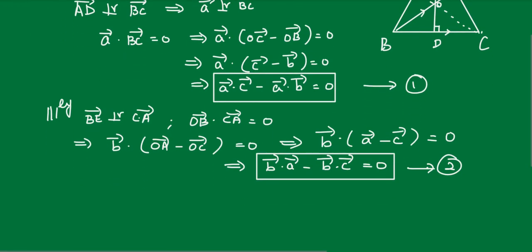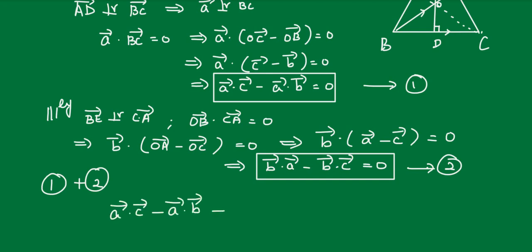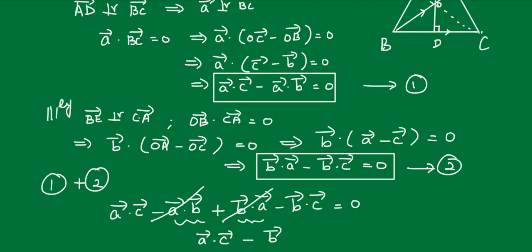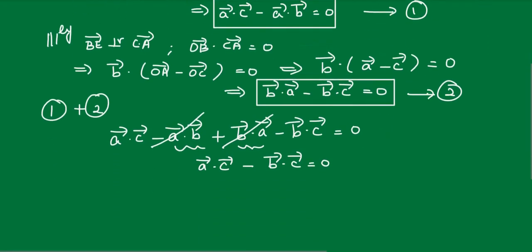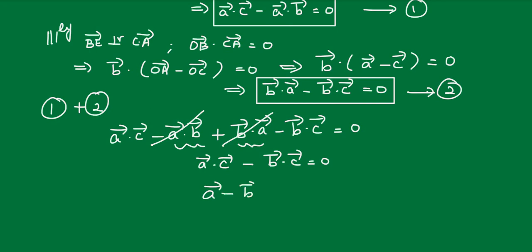Now adding equations 1 and 2, we get A vector dot C vector minus A vector dot B vector on the LHS, adding both, B vector dot A vector minus B vector dot C vector is equal to 0. A dot B and B dot A are both the same since the dot product is commutative. So those values get cancelled and we are left with A vector dot C vector minus B vector dot C vector is equal to 0, which gives us A vector minus B vector dot C vector is equal to 0. A vector can be written as OA vector minus OB vector dot C vector.